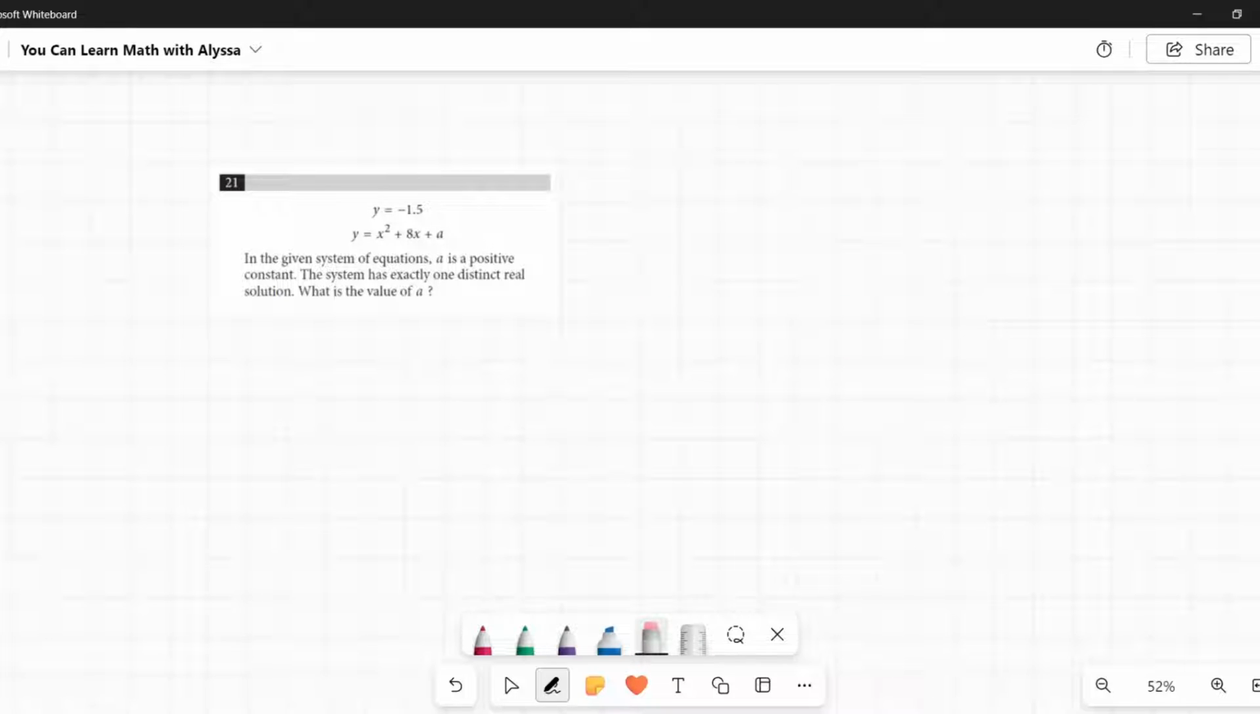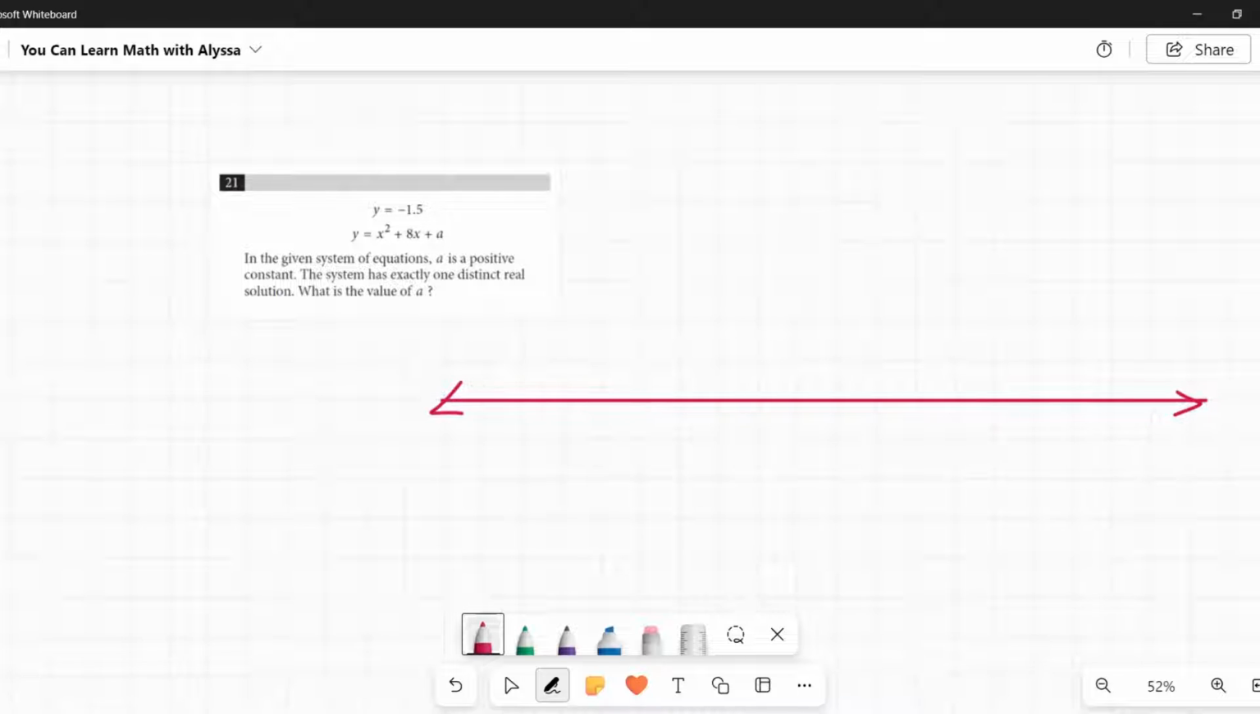Here we have a line and we have a quadratic or a parabola. So the line is y equals negative 1.5. That is a horizontal line. And then we have this parabola. Don't know where it is yet, but we know it's opening up because it is a positive x squared. So we know it's opening up like that. And it's saying that this system with these two things has one solution.